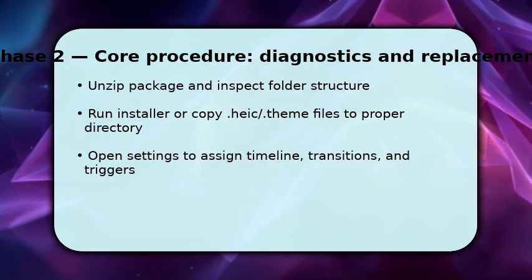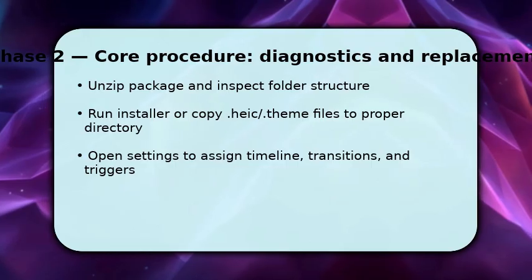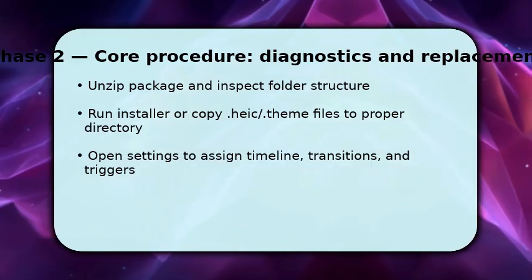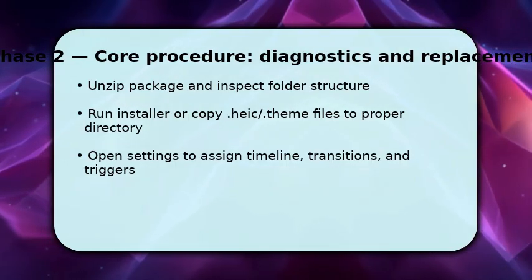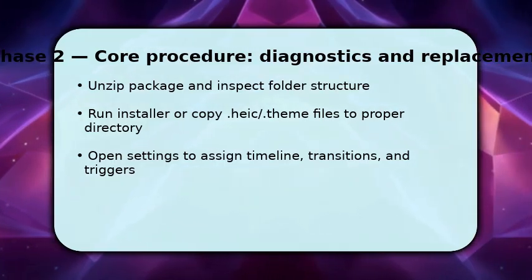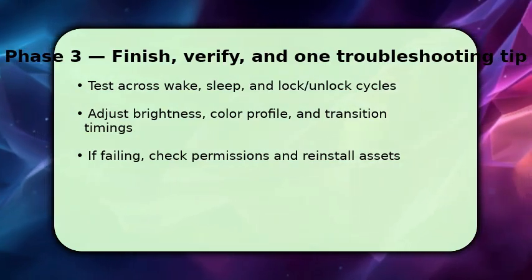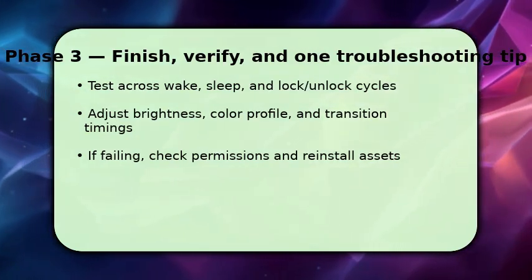Once copied, open display or personalization settings to assign the Jane Doe profile. Make sure to set timeline, transition speed, and triggers like time of day or ambient sensor, so the dynamic sequence behaves as intended. You finish by testing the dynamic wallpaper through wake, sleep, and lock cycles to confirm smooth transitions.